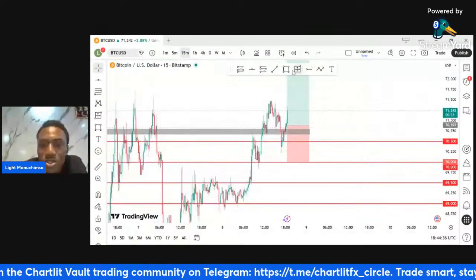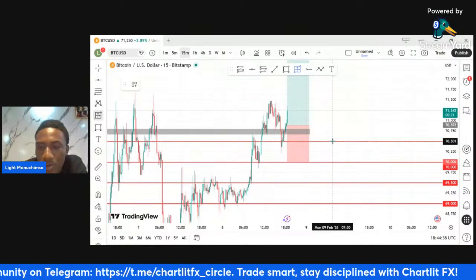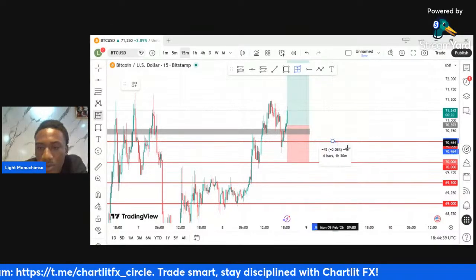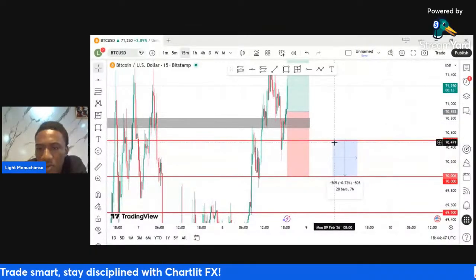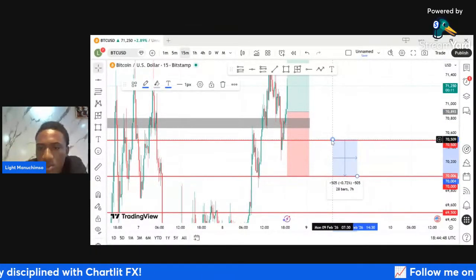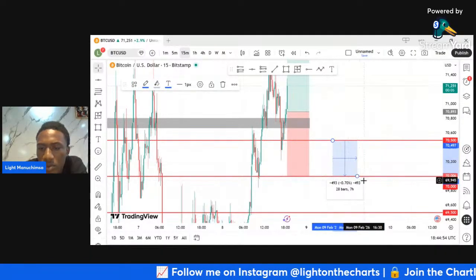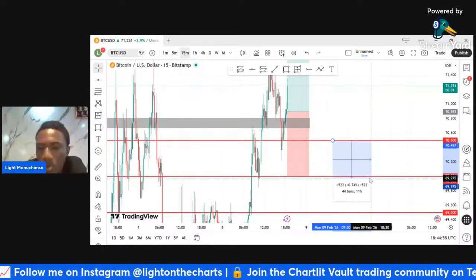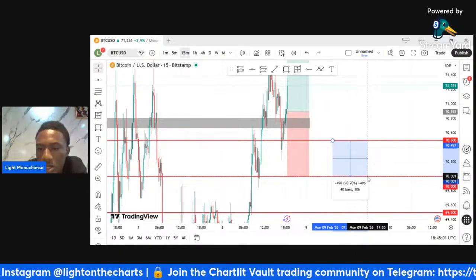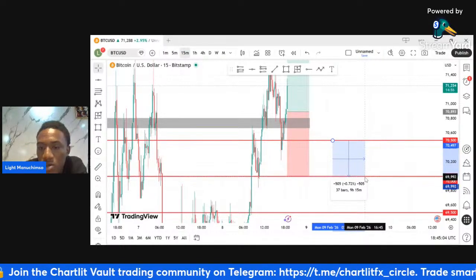Now let's measure this psychological level. Can you see? 50 pips. It's 50 pips. Okay, this one is about 500, and that's because Bitcoin moves differently.